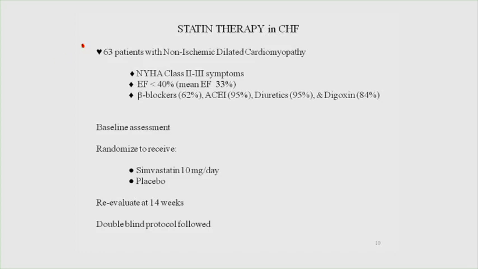Well, why? This led to a randomized double-blind study. 63 patients with non-coronary dilated cardiomyopathy. They had significant symptoms, they had pump dysfunction, they're on standard drug therapy. You do a baseline assessment, randomize them to receive simvastatin, 10 milligrams a day. That's a fairly low dose of simvastatin. You can go up to 80 milligrams, or placebo. You're going to reevaluate at 14 weeks. It was a double-blind protocol. Neither the physicians rating the patients nor the patients knew whether they were getting placebo or they were getting simvastatin.